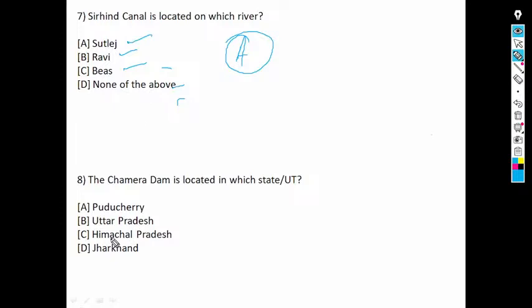We'll discuss then. Chamera Dam is located in which state? Puducherry, Uttar Pradesh, Himachal Pradesh, Jharkhand. The Chamera Dam is located in Himachal Pradesh. See the answer.